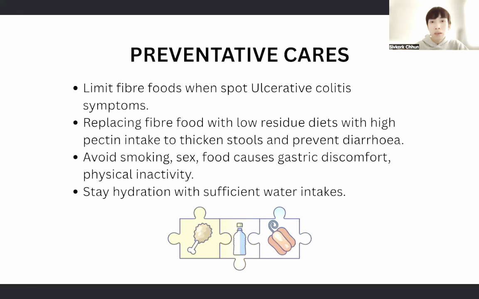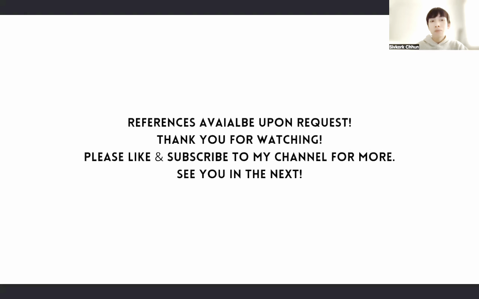So ulcerative colitis commonly targets diet as a risk factor. So limit fiber food when you spot ulcerative colitis symptoms. Replace fiber food with a low residue diet with high pectin intake to thicken stool and prevent diarrhea. Avoid smoking, food that causes gastric discomfort, and physical inactivity, and encourage hydration with sufficient water intake. And these are basic preventative cares, and stay hygienic and hydrated. And this is it for the ulcerative colitis topic, and references are available upon request.